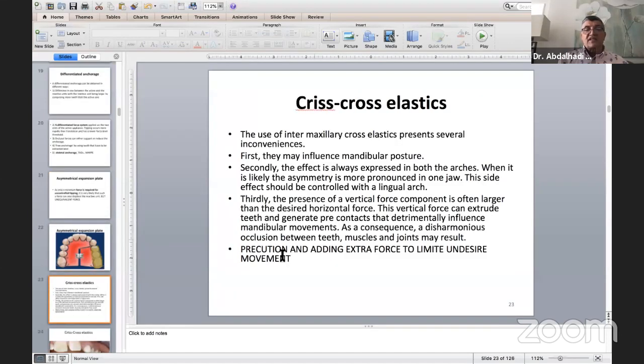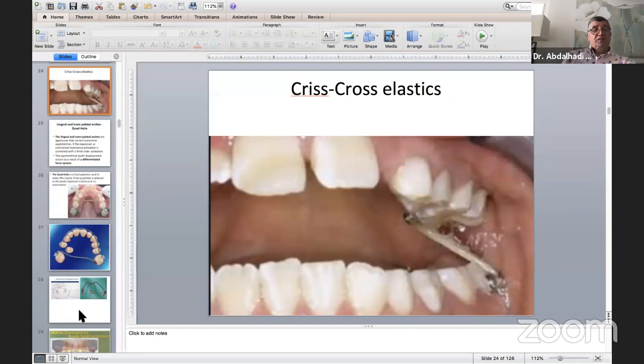We use elastics, but as a precaution and adding extra force to limit undesired movement, because there is a lot of undesired movement by using the crisscross elastics. You have to watch, but now with the help of the TAD, we can minimize this movement.